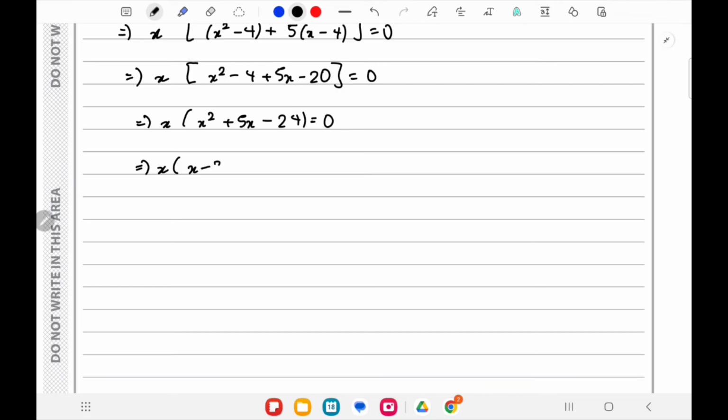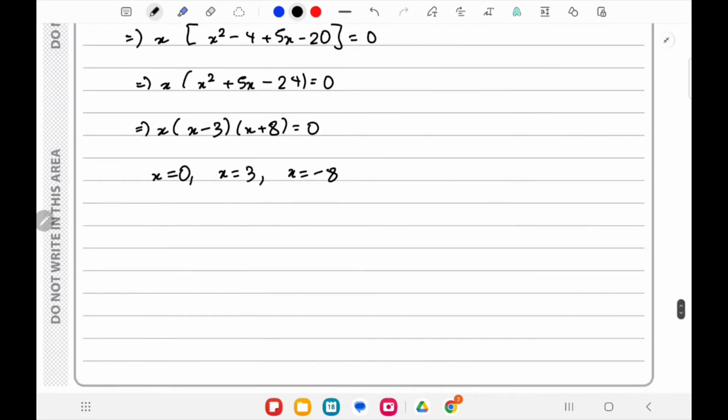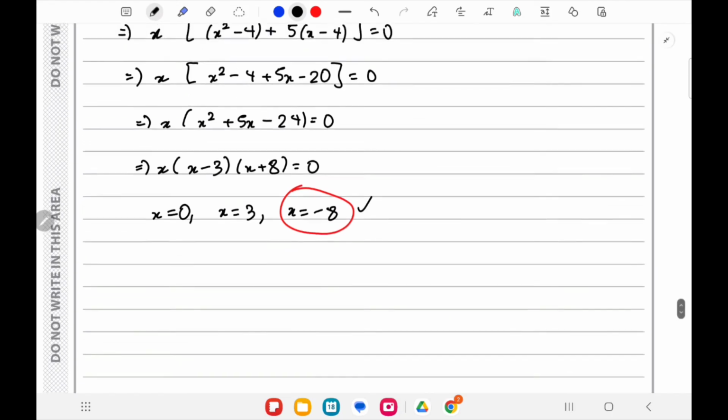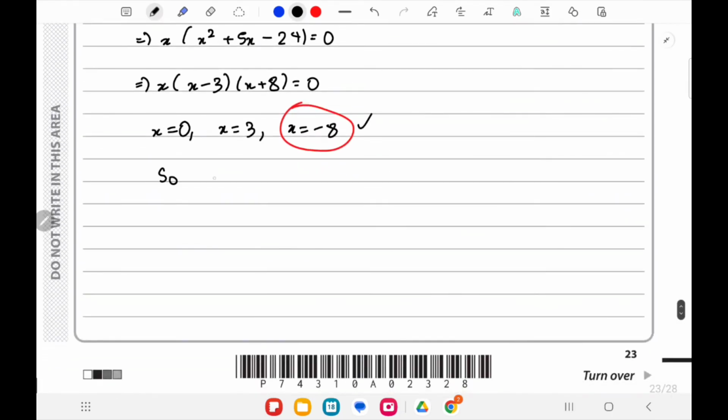We'll get x minus 3 times x plus 8 equals 0. X is 0, 3 and minus 8. Since the x coordinate of P we are told is negative, we'll take this value. So for P, x equals minus 8.